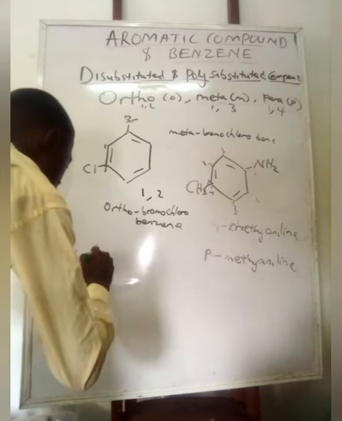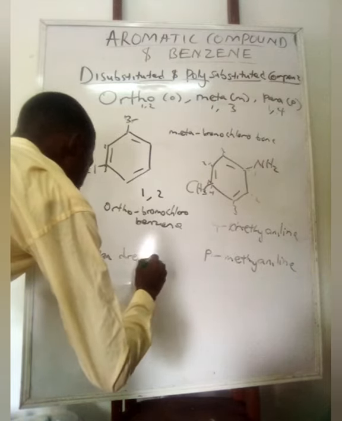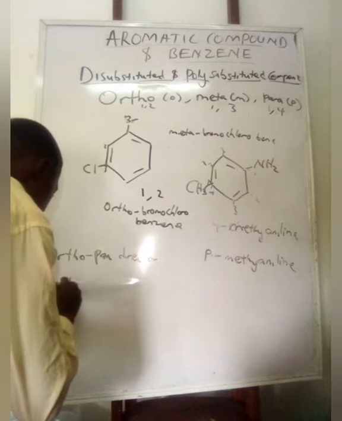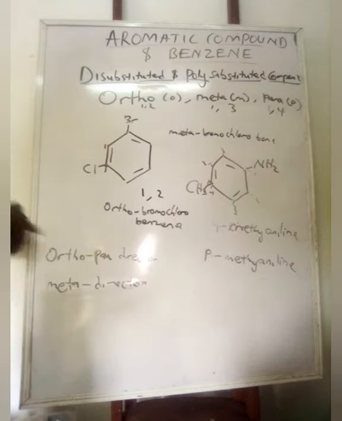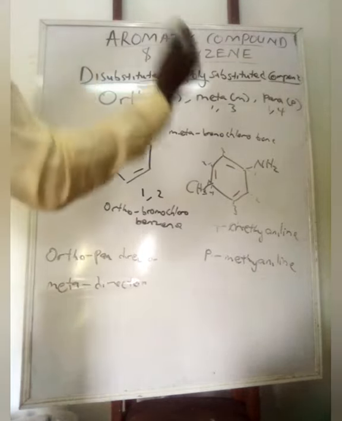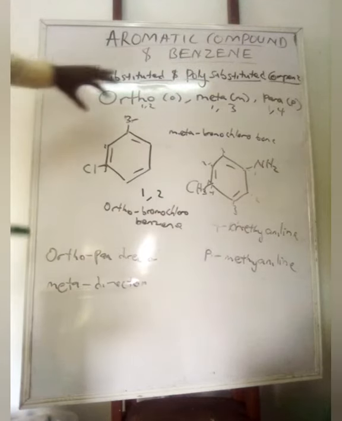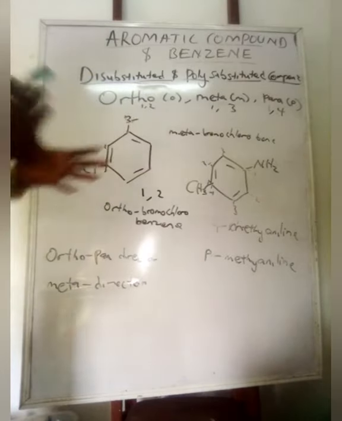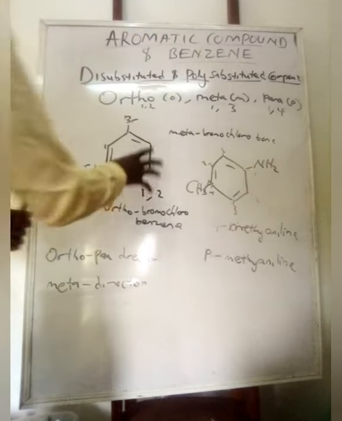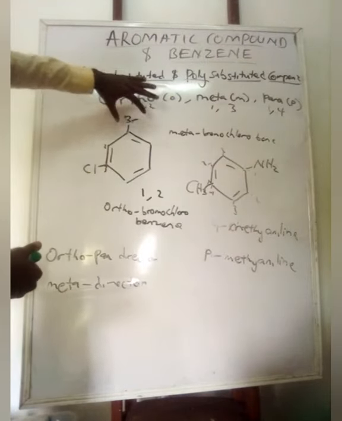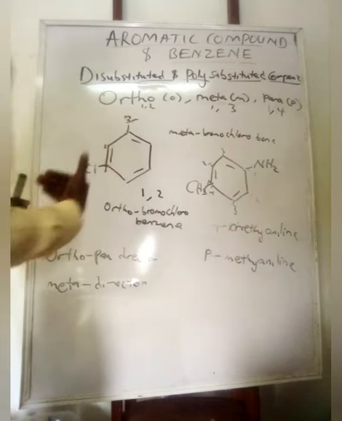So let's discuss this last part: the ortho and para director, and also the meta director. This is very useful whereby a benzene is having a substituent. Are you with me? A benzene is attached to a substituent, and now you want to react it with another compound or atom. This substituent on the benzene is going to determine the location of the atom coming into the benzene. Now let me explain this.